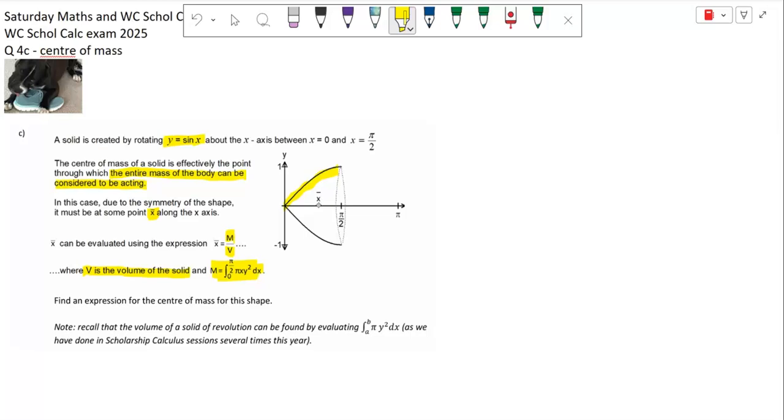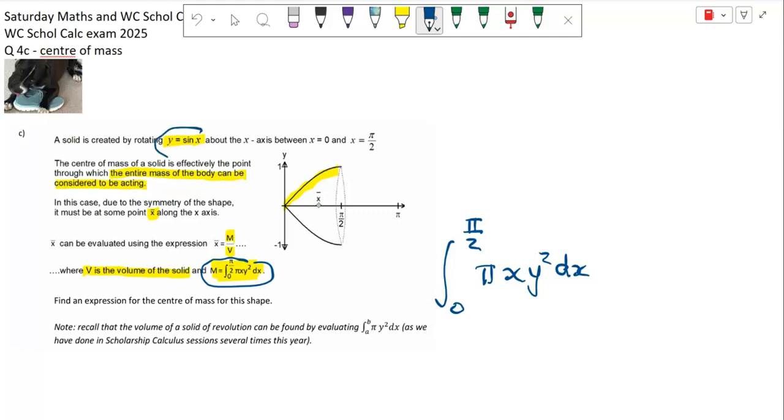Now, one thing that a number of you kind of missed in this question is that when we're looking at M, and it's this integral, so between pi on 2 and 0 of pi x y squared dx, I think about 5 of you did some really weird things where you thought we had to integrate with respect to y, and we don't. We know that y is equal to sine of x. So what we have to do is to replace y with sine of x. So that's going to give me sine squared of x. And V is the volume of the solid.